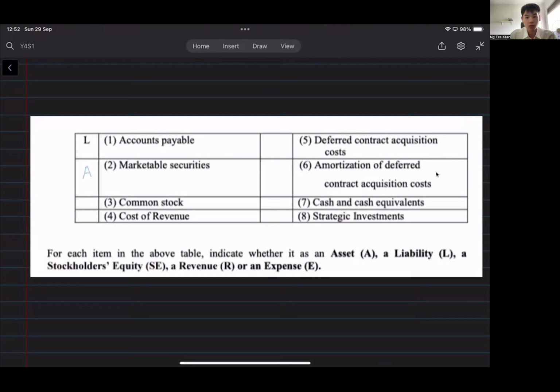Next, for common stock. So common stock will be under the shareholders' equity by definition itself. So I don't think there is much to explain here. So along with common stock, there would be retained earnings that fall under the shareholder equity. So next one, for the cost of revenue. So the cost of revenue would also be termed as cost of goods sold, so COGS. And the COGS is an expense.